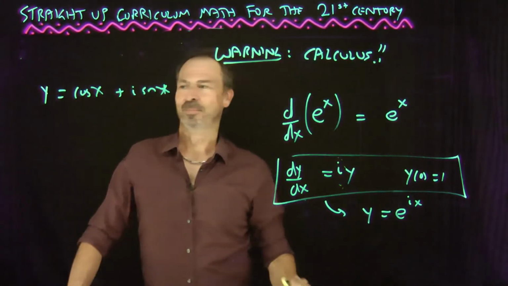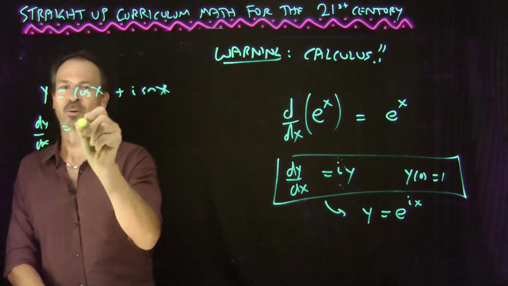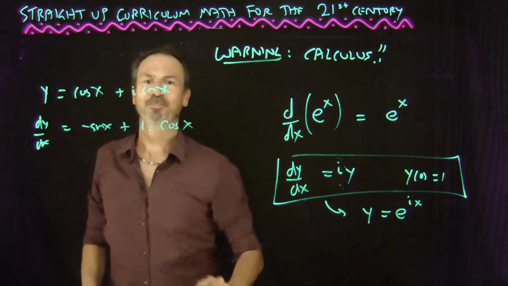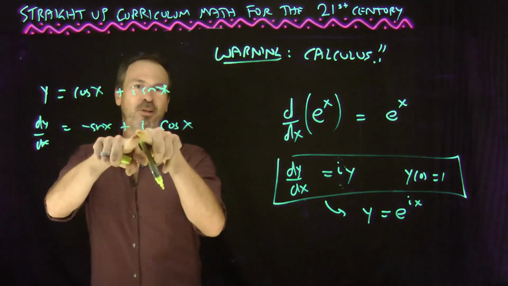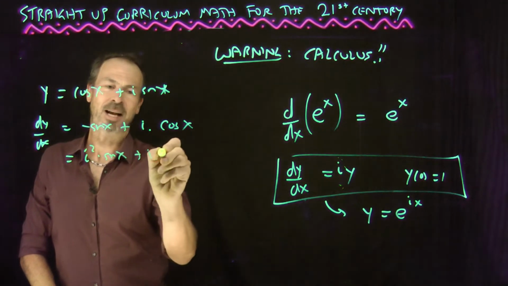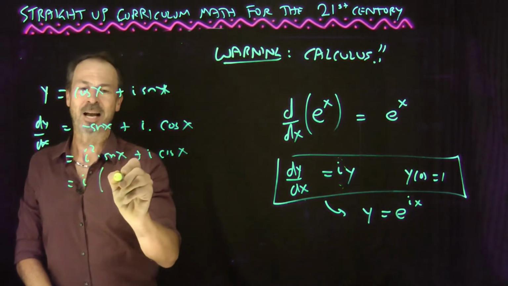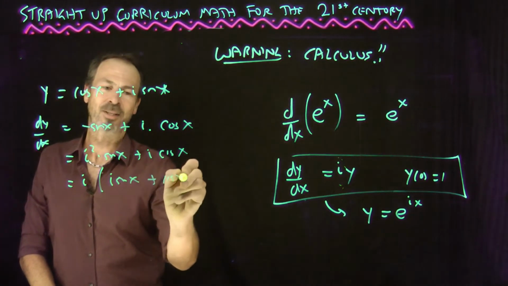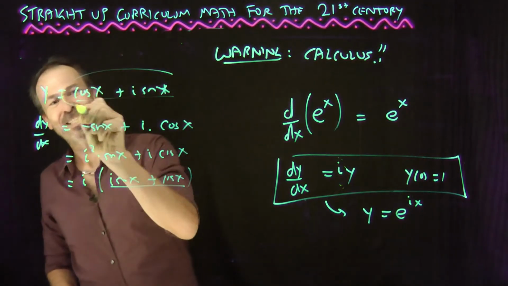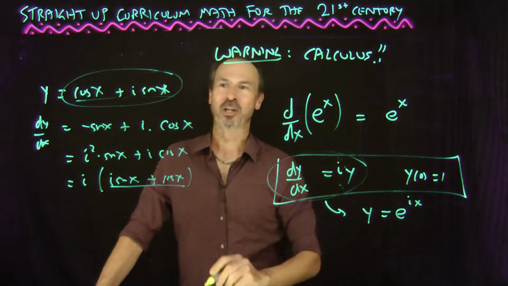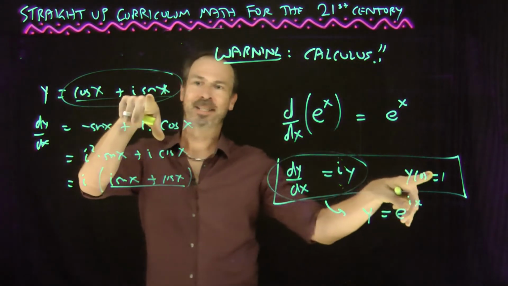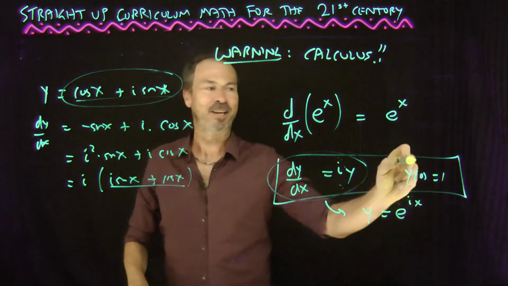Let's take its derivative. The derivative of cosine is negative sine of x, plus i times the derivative of sine, which is cosine. Let me pull out a factor of i, because I can think of this negative 1 as i squared: negative sine of x plus i cosine of x is i times, i sine of x plus cosine of x, which is what I started with. So this formula also fits this differential equation. And putting in x equals 0, I get cosine of 0, which is 1, plus i times sine of 0, which is 0, so the value is 1. It fits.